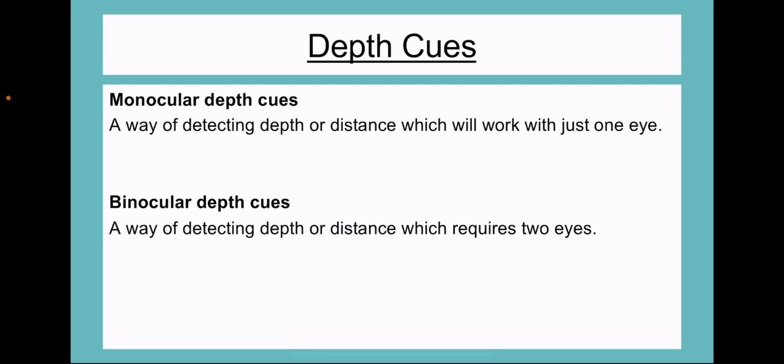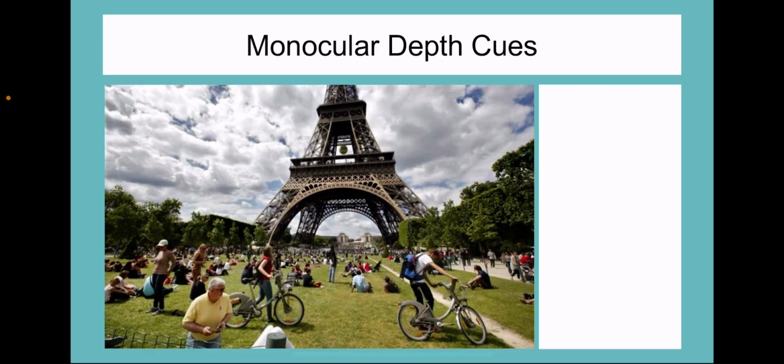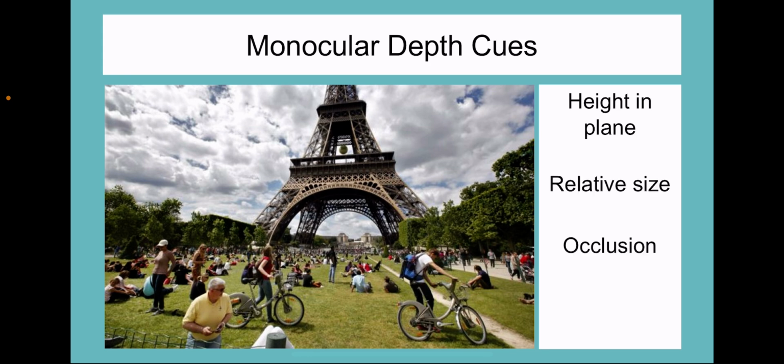So firstly, we're going to run through the four monocular depth cues. There's a picture here of the Eiffel Tower, a quite common style of exam question where you might need to apply some monocular depth cues to the picture. Feel free to use this at any point just to check your monocular depth cues. The four depth cues you need to know here are height in plane, relative size, occlusion and linear perspective. So let's run through those quickly.